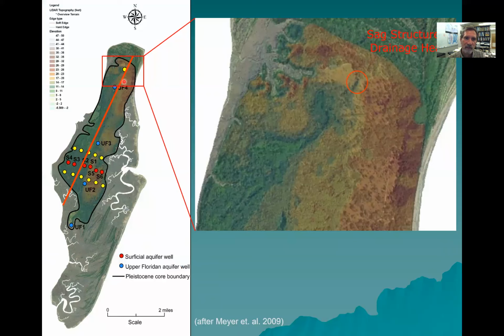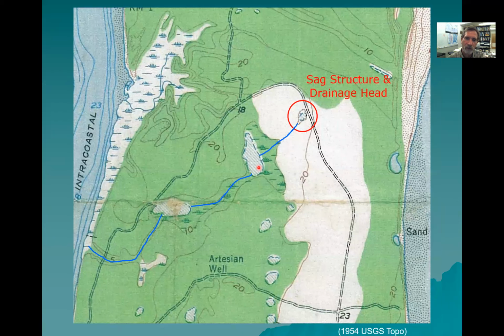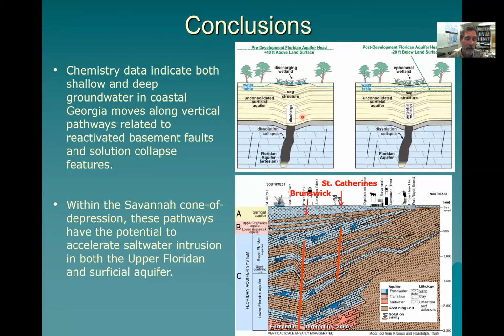An intriguing spot is in the northern end of the island, in the sag structure that Kelly has already identified by GPR, and it's a drainage head. On an old topographic map, this drainage begins at this sink. So this is actually a sinkhole, and again, he's already identified it as the sag structure. We have yet to do any electrical resistivity, and we haven't put in a well there. We haven't got any results yet to share with you.